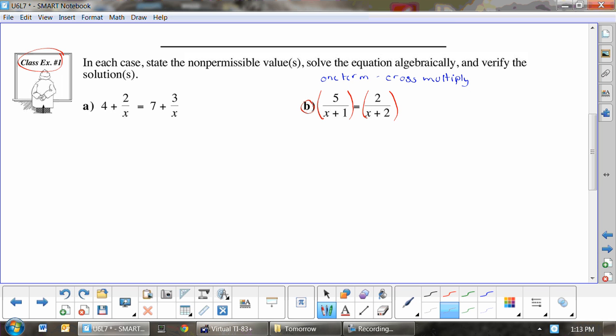Yes, Shannon? Everything can be expressed as a rational, right? Like 4 over 1 or 7 over 1. You can make a whole number expressed as a rational expression.